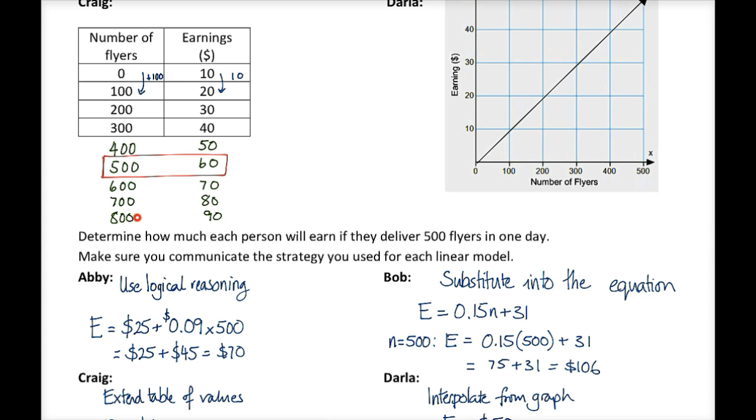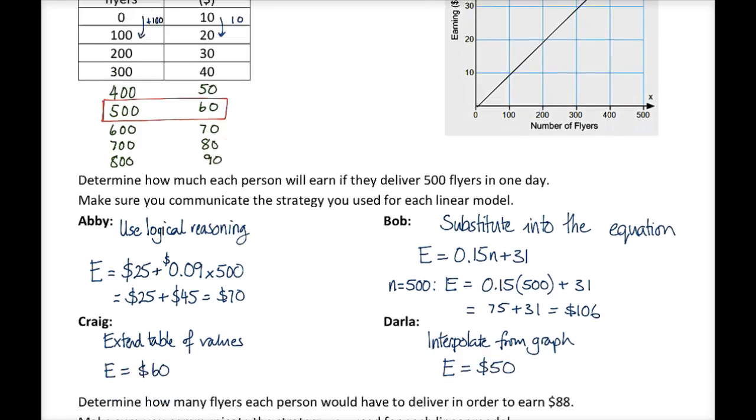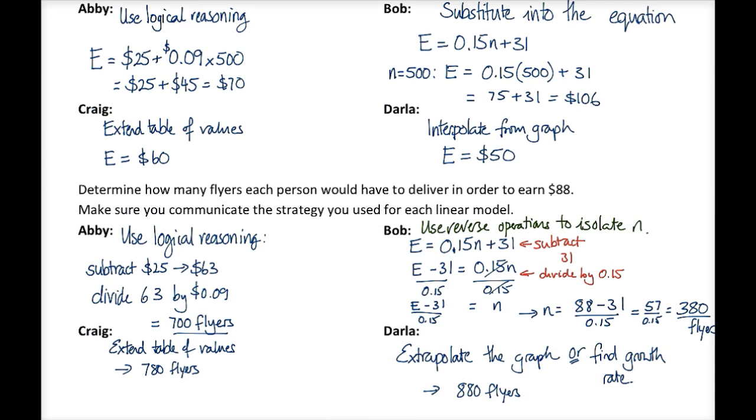So we know our answer is going to be much closer to 800 than it is to 700. And we can do some kind of dividing in between here. We know that 88 is 4/5 of the way between 80 and 90. So 4/5 of the way between 700 and 800 would actually be 780. So we can figure that out from the table of values.